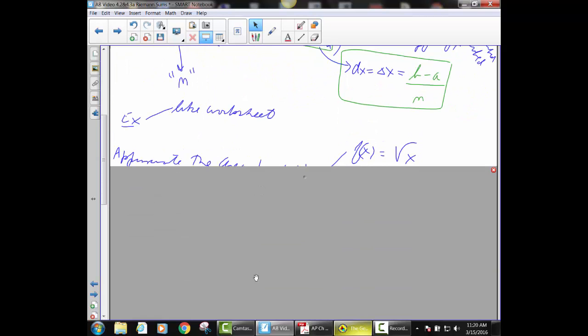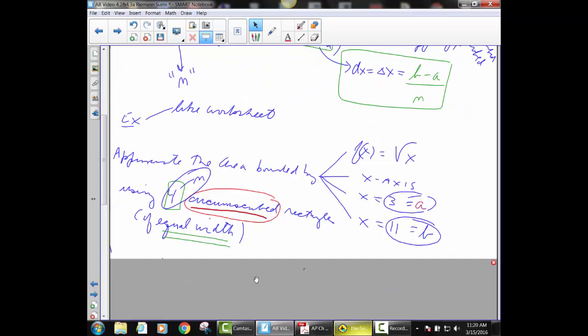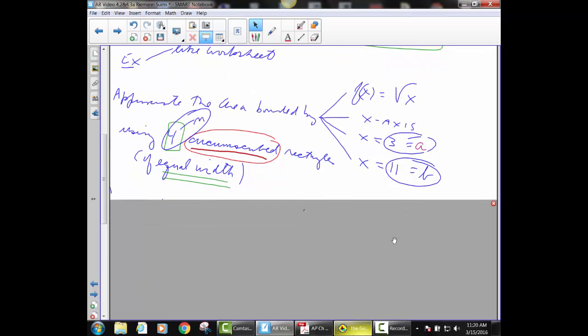There is a worksheet on this. We'll come back to that later. Approximate the area bounded by these things using 4 circumscribed rectangles of equal width.